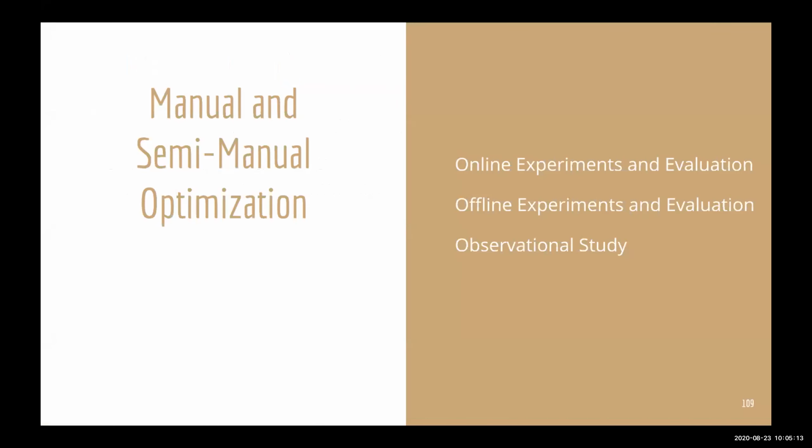So let's jump to the first camp. It is really about the manual and the semi-manual optimization. And here I'm going to talk about some notions of online experiments, offline experiments and observational study, and give you the overview about how we do optimization in this camp. Again, these are just high-level pointers, and please go to the referred papers to look at more details.